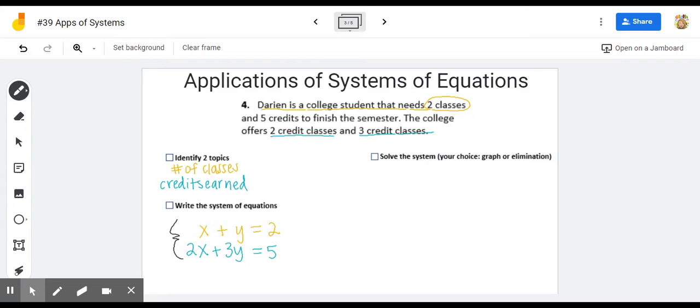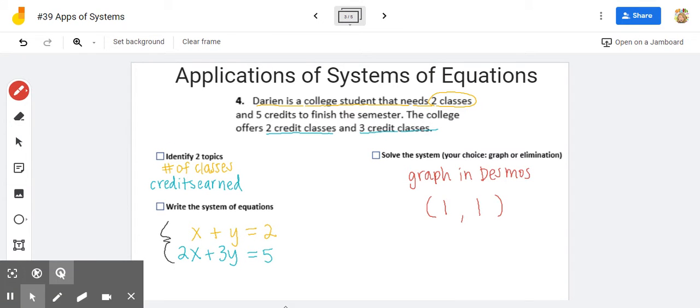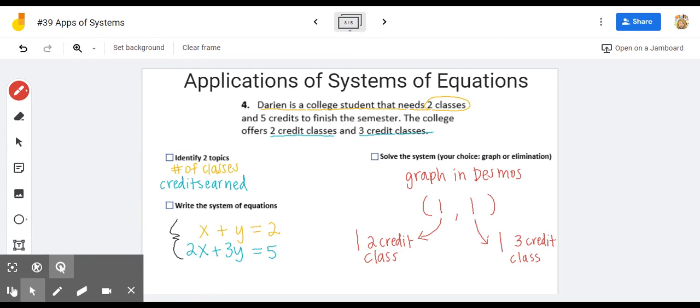And now you can actually solve by using Desmos for graphing or elimination. So when we graph this in Desmos, we see that we find our intersection point at 1, 1. That is our solution. So our solution of 1, 1 means that we first have one class of a 2 credit level, and we also have a 1 3 credit level class for Darian. So remember, X represented a 2 credit level class and Y represented a 3 credit level class. All right, let's try the next one.